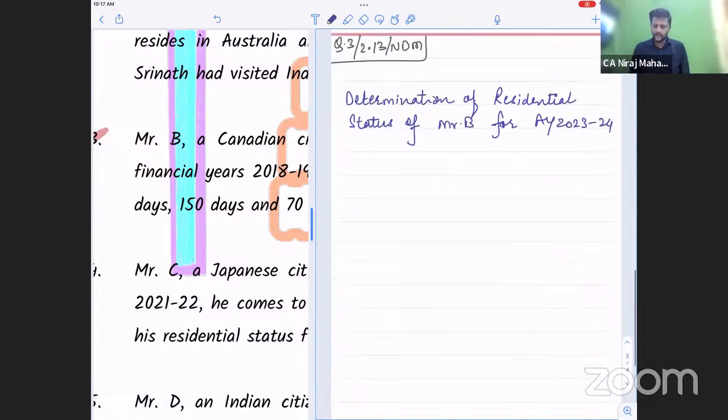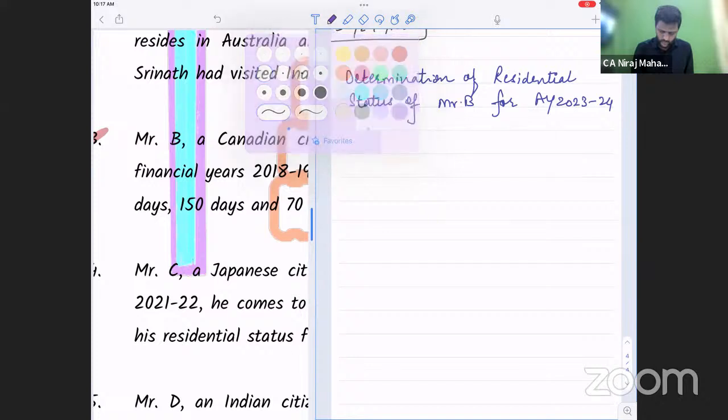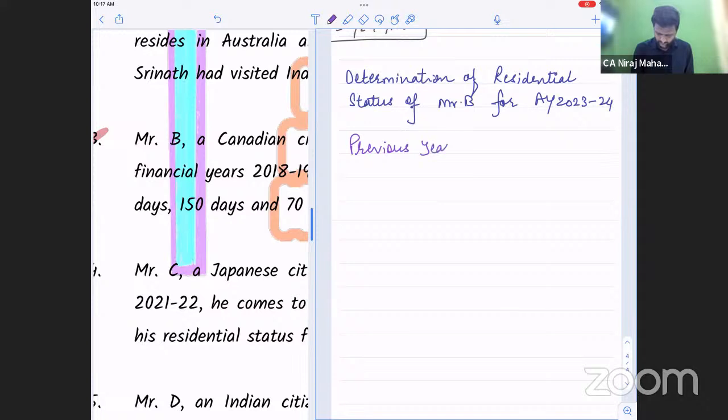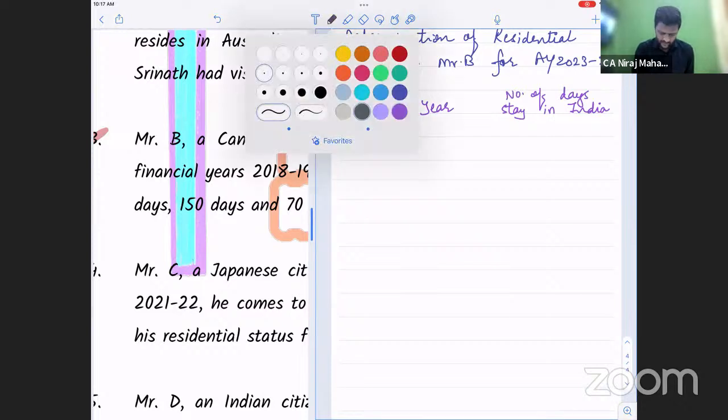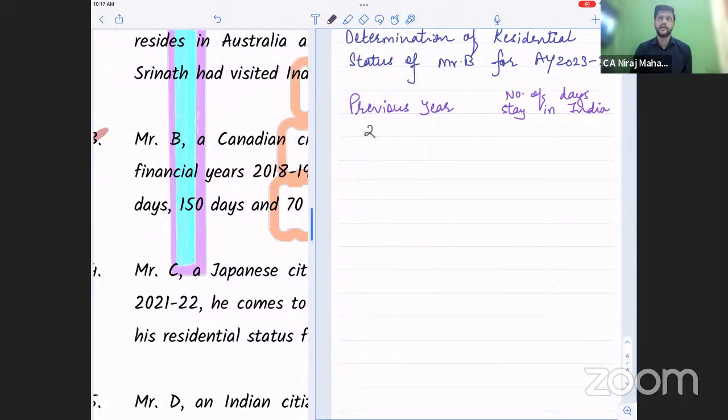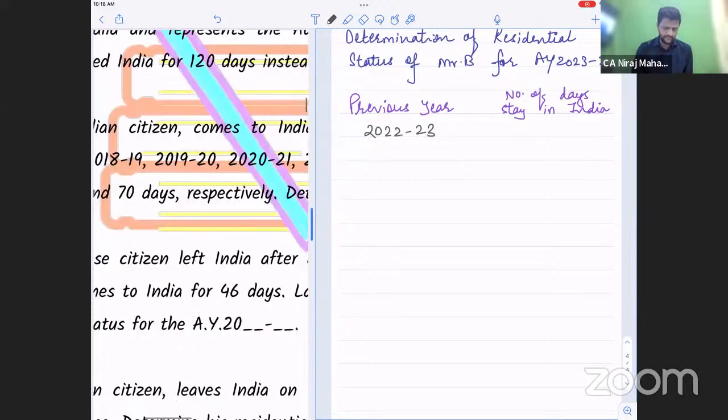How do we write it? Pay attention. We write the previous year, and in the next column we prepare the number of days of stay in India. We go in descending order, so first we take our current year. I have written the previous year 22-23. How many days did he stay in India?